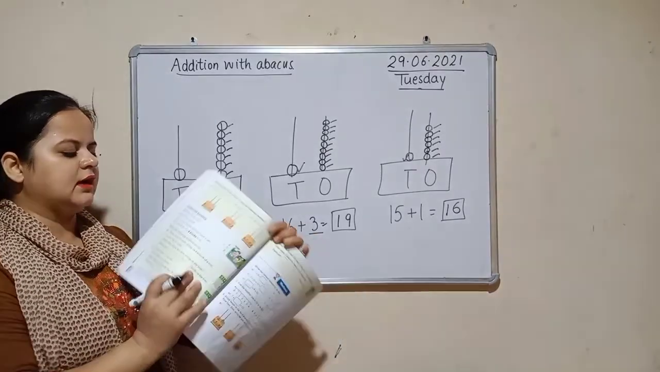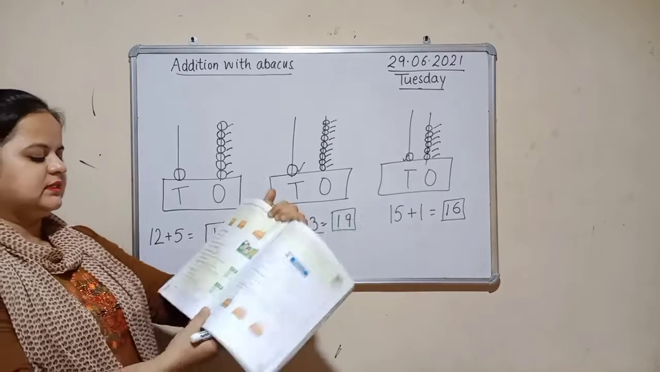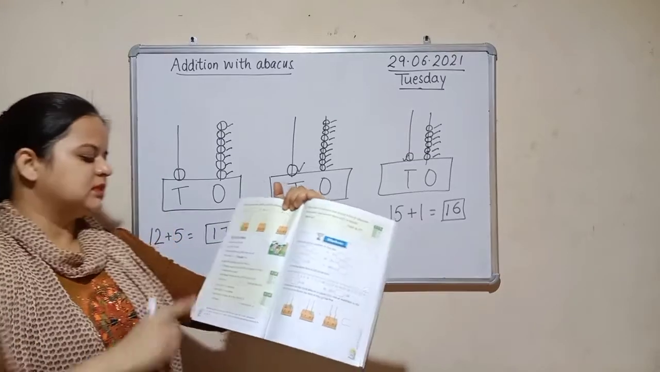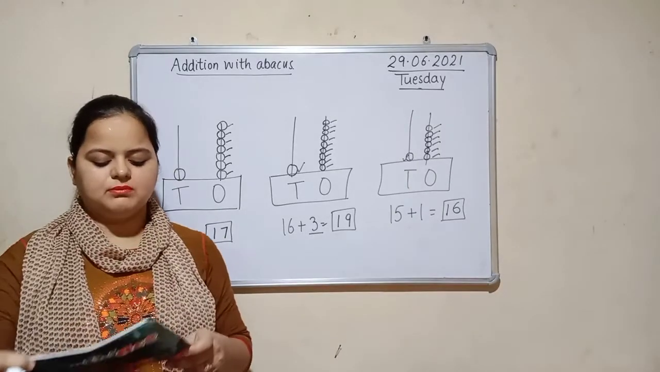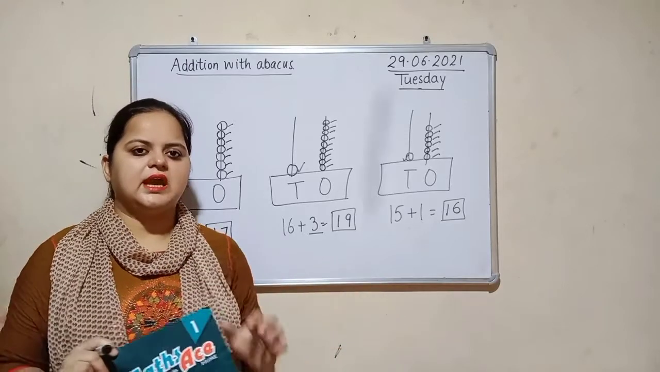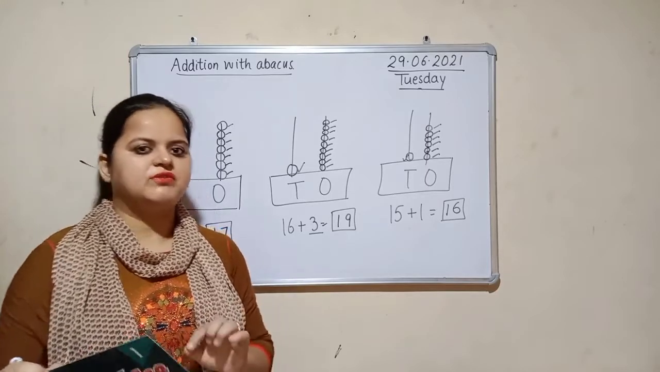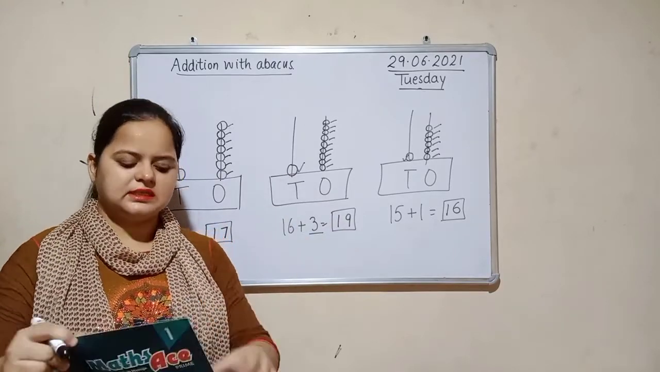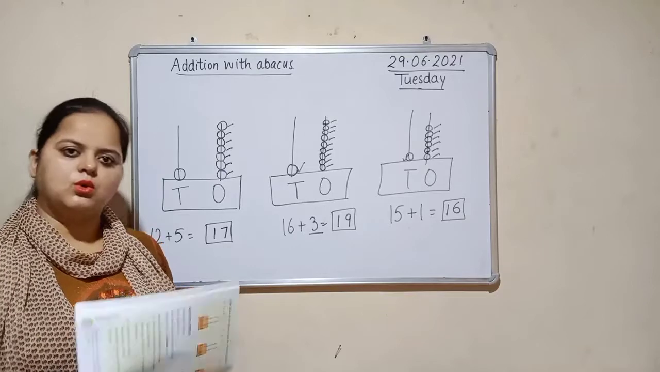Okay, now here are addition stories. See, one example is given here. Akshay has 2 books. Ruchi has 1 book. How many books do they have in all? In all means total books कितनी है? How many books do they have both? उन दोनों के पास मिलाकर total books कितनी है? So we will add 2 books and 1 book, means 2 plus 1. This is a little story and we have to do addition with these 2 numbers.